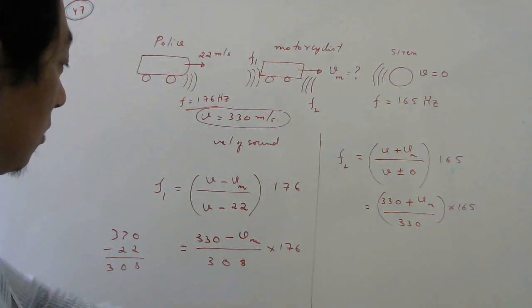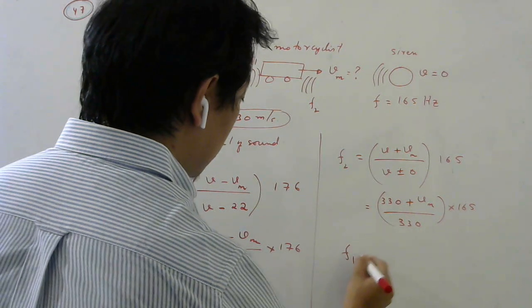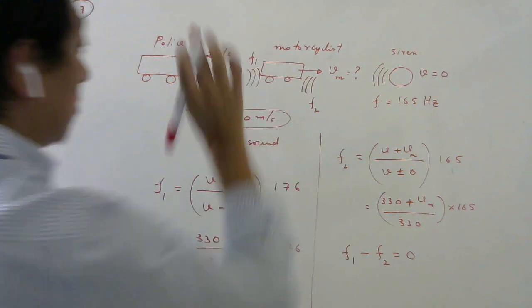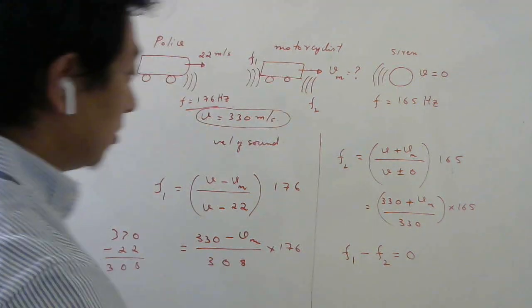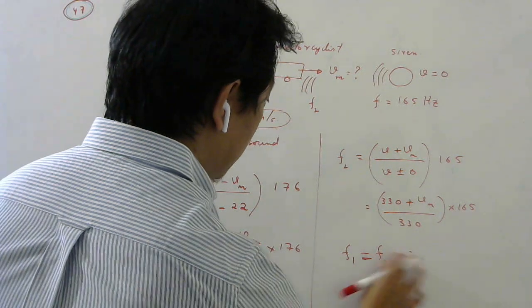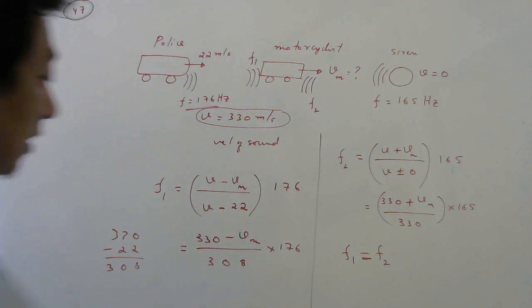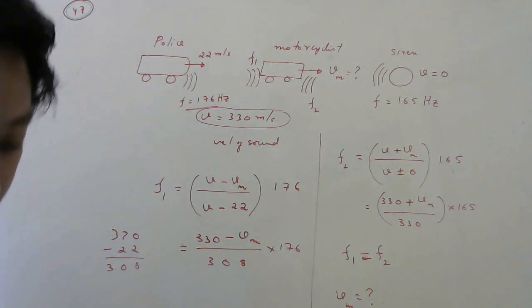So basically what you have to do next is equate these two. Why equate? Because this person doesn't want beats to be heard. So the difference of this frequency and this frequency should be 0. That means f1 should be equal to f2. Once you substitute, you can do the arithmetic to find Vm. Okay, let's do the next question now.